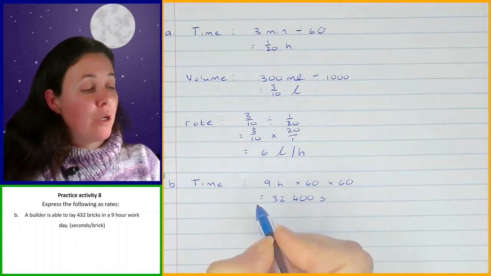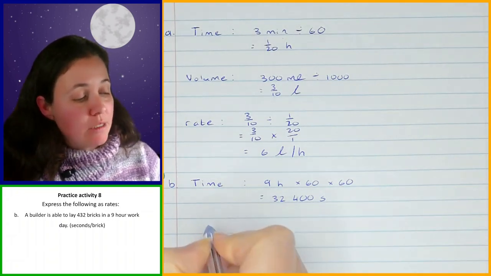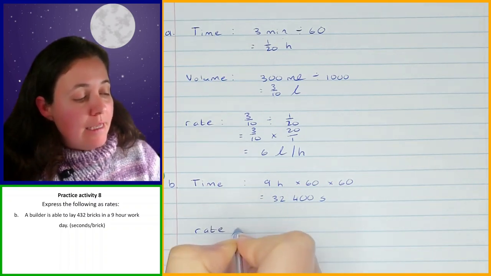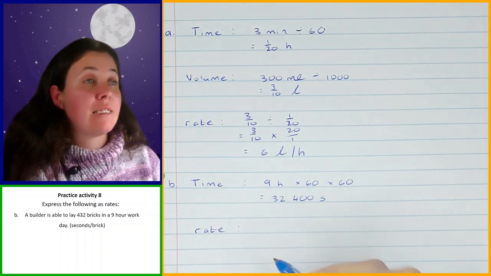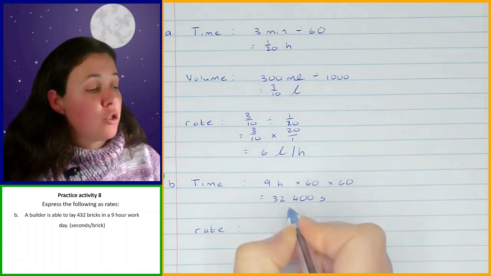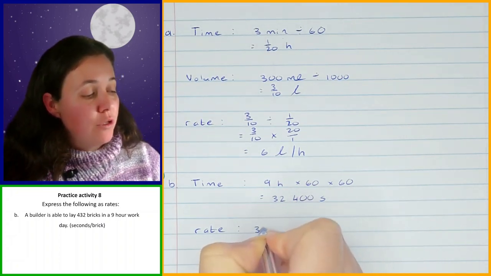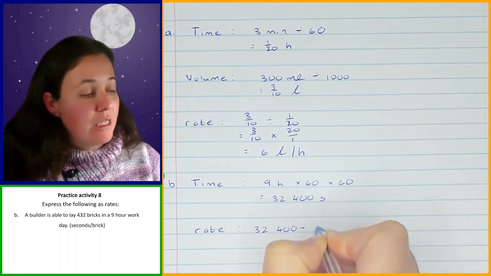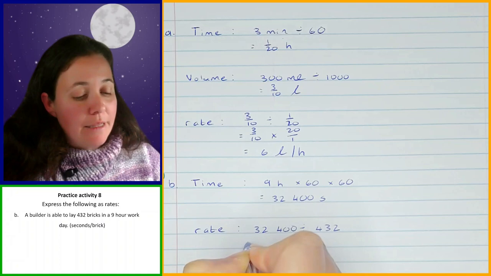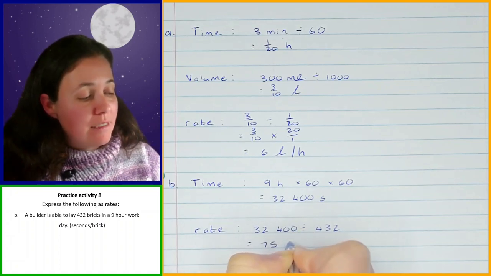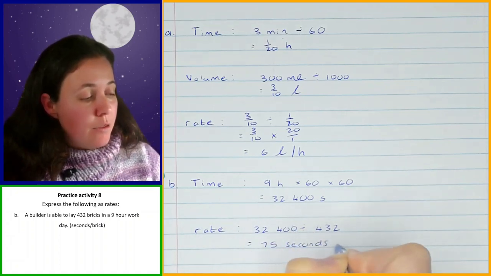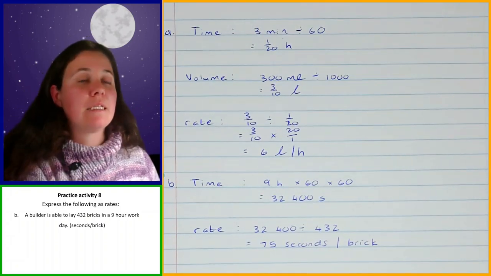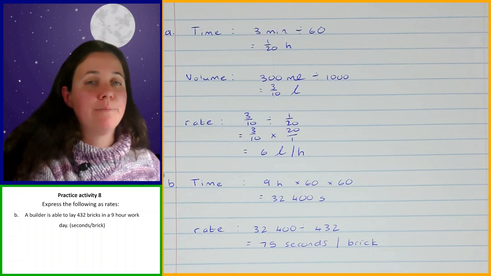So now I can work out my rate at which he lays the bricks. So we know the bricks are 432. So our rate is going to be, we're working out seconds per brick. So we're going to take our time, 32,400, and divide it by the number of bricks, which is 432. And that should give you 75 seconds per brick. Okay, so that is how you had to do question B.